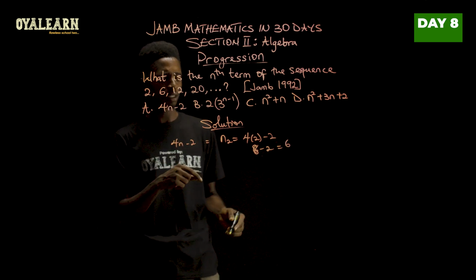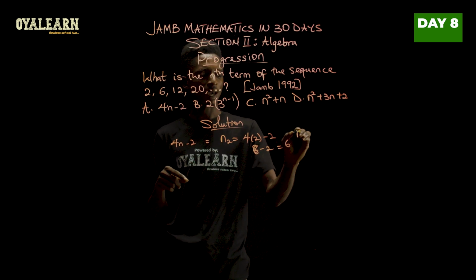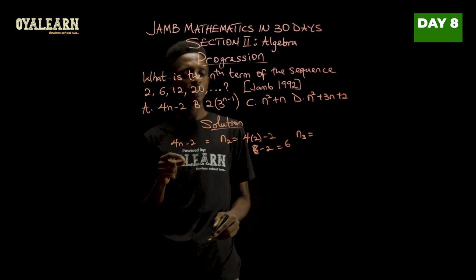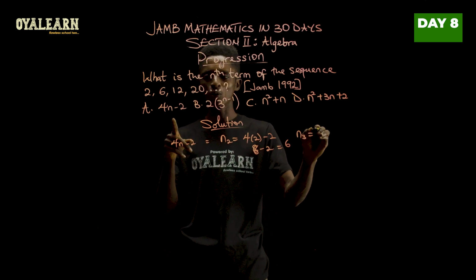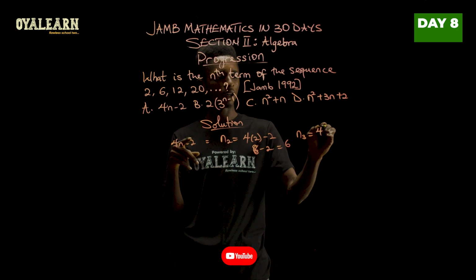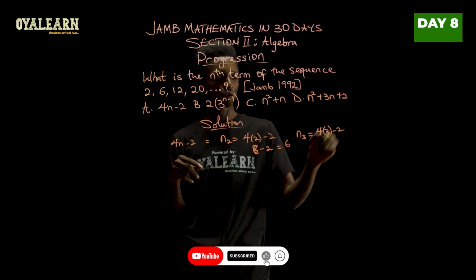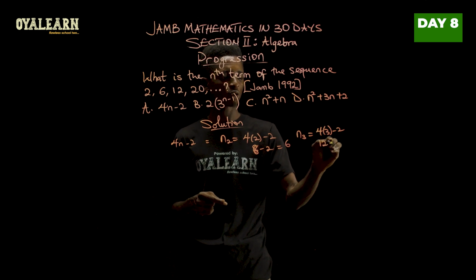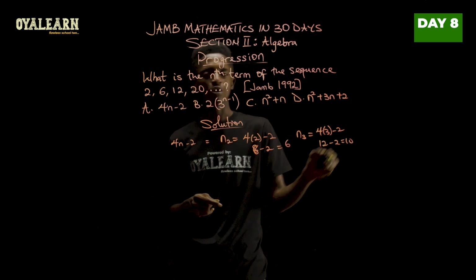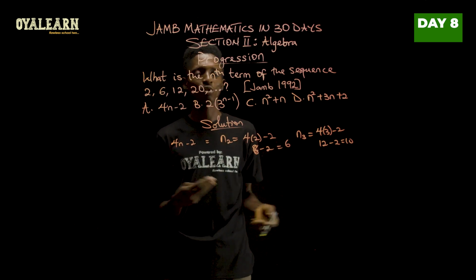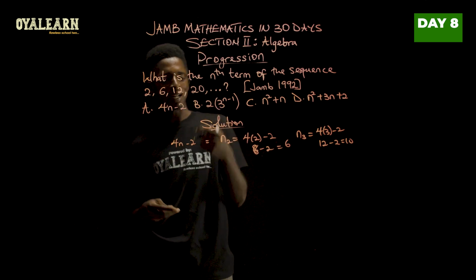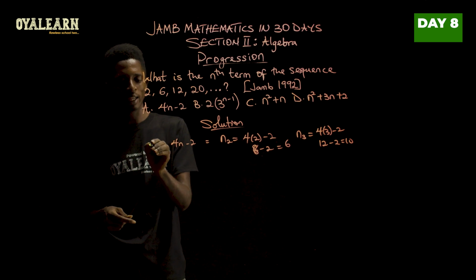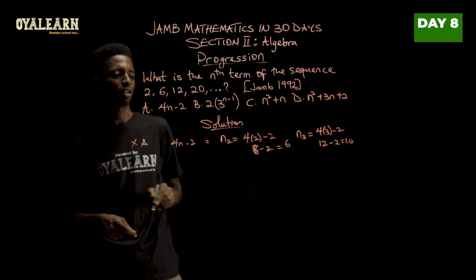But if you try that on the third term, applying the same thing, we would have 4 into 3 minus 2. Now check this out. 4 times 3 will give you 12, and 12 minus 2 is 10. So we see that it does not give us the third term. So we continue to try the next one. So option A is not correct.